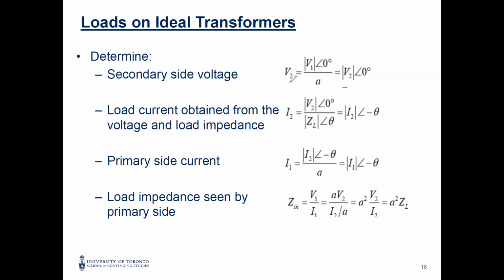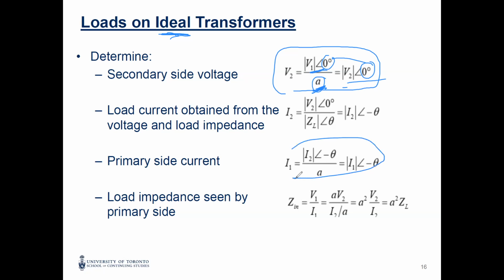The voltage in the secondary: you divide the primary voltage V1 by A to get the voltage in the secondary. A is the turns ratio. You can see the angles between the primary and secondary are equal. This is only for the ideal transformer. Similar for the current: you can see the currents I1 and I2 have the same angle. Which is not valid for the real transformer, for the one that you will see in the exam.